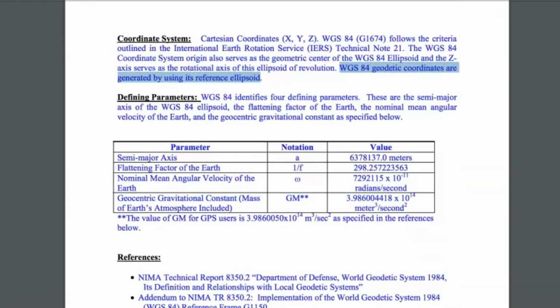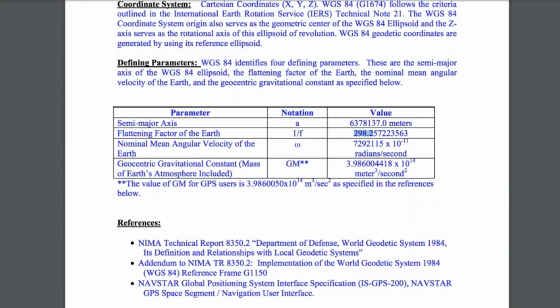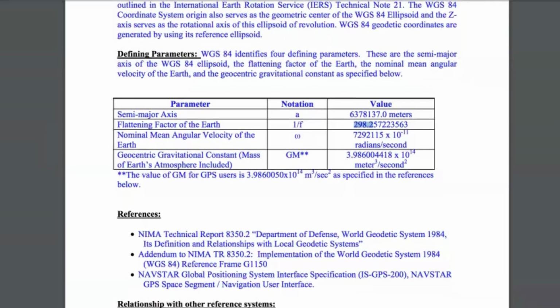Semi-major axis, flattening factor. Oh, we got a flattening factor. Well, that's interesting. What is a flattening factor? 1 divided by f, 298 seems like a rather large number. And how do we apply that flattening factor to gravity? And where is this gravity? So basically what they did is they took it and gave it an epoch to a certain year. So you have a point in time that's experiencing velocity.